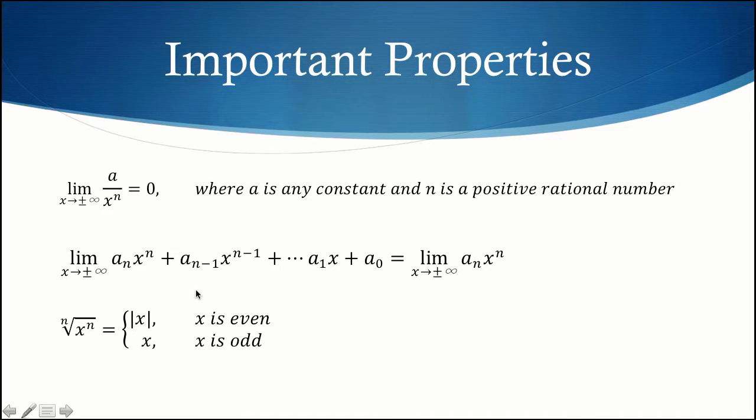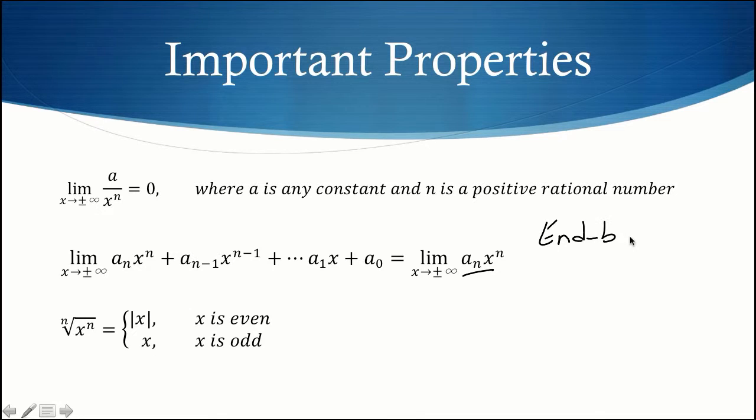Now the second property is taking the limit at infinity for a polynomial, a general nth order polynomial. This states that the limit at infinity for an nth order polynomial is solely given by the limit of the leading term. That is the term that has the leading coefficient and the variable raised to the highest power. The reason for that is that the highest power, the degree of a polynomial, is what determines the end behavior of the function.